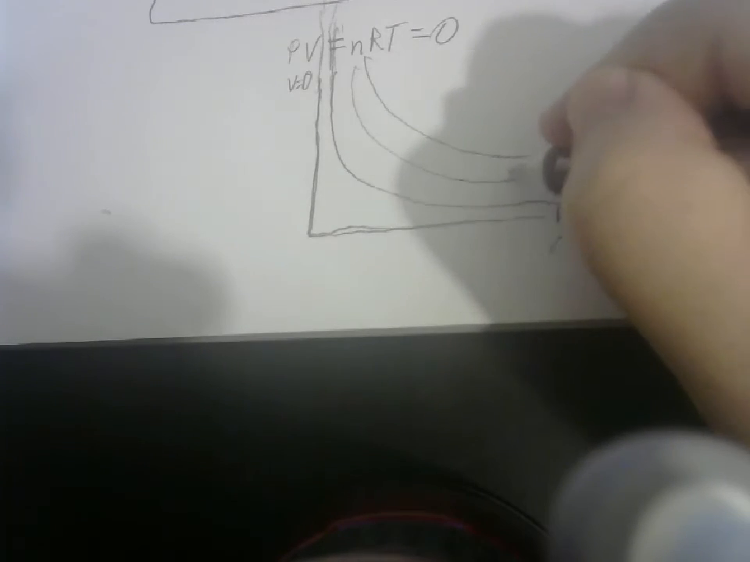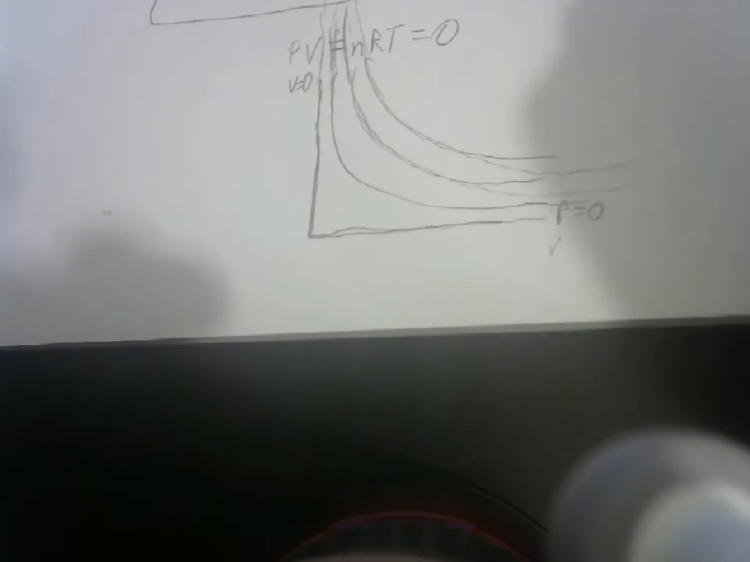This line always approaches V equals 0, and this line always approaches P equals 0. So it's a hyperbola. The curve is called a hyperbola. And those are the isothermals.